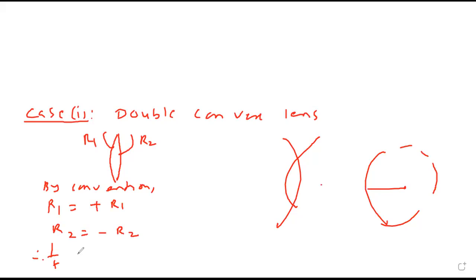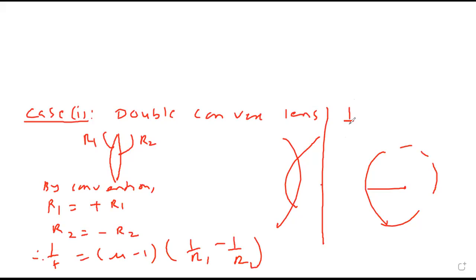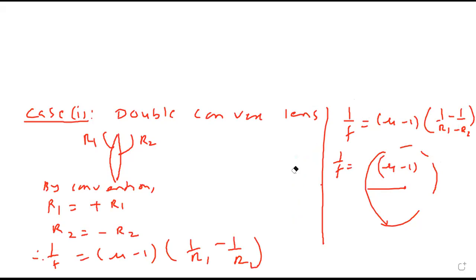Therefore, 1 upon F, which is mu minus 1 into 1 upon R1 minus 1 upon R2, will become 1 upon F equals mu minus 1 into 1 upon R1 minus 1 upon minus R2. So 1 upon F is mu minus 1 into 1 upon R1 plus 1 upon R2.